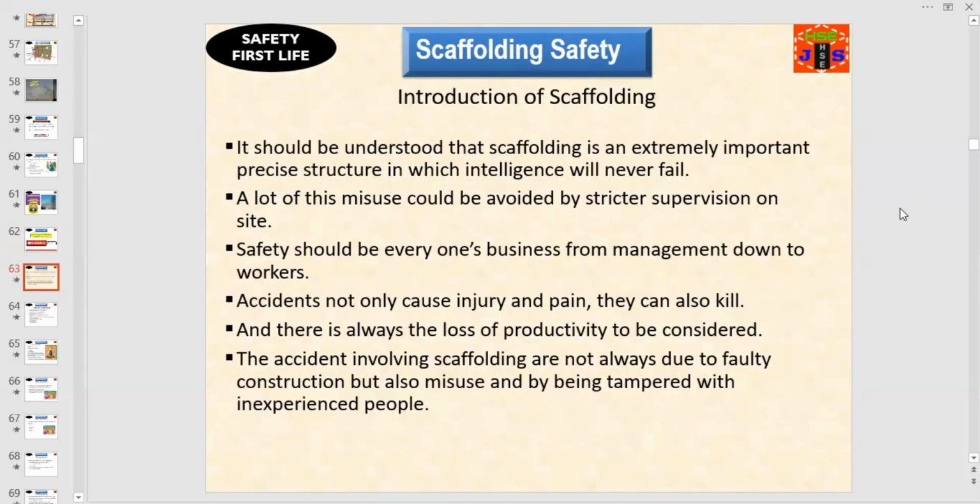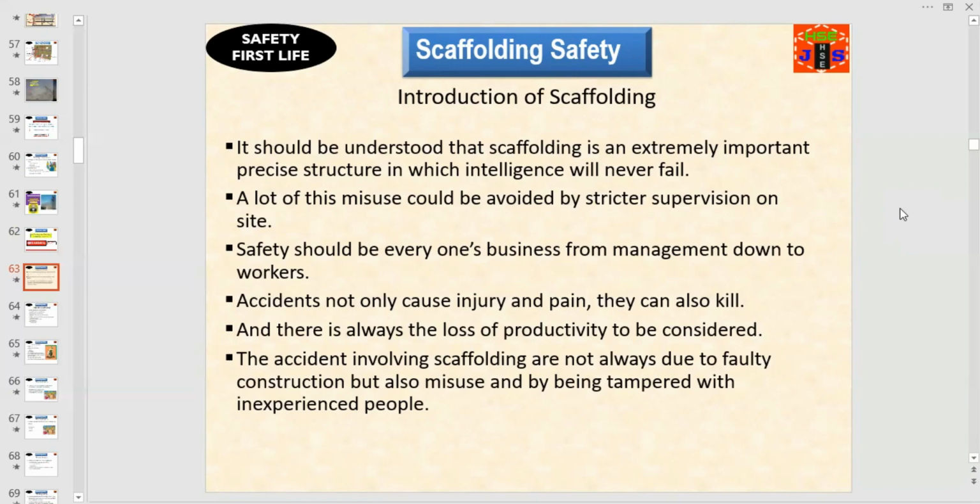Let us make a short introduction of scaffolding. It should be understood that scaffolding is an extremely important precise structure in which intelligence will never fail. A lot of this misuse could be avoided by stricter supervision on site. Safety should be everyone's business, from management down to workers. Accidents not only cause injury and pain, they can also kill. And there is always the loss of productivity to be considered.